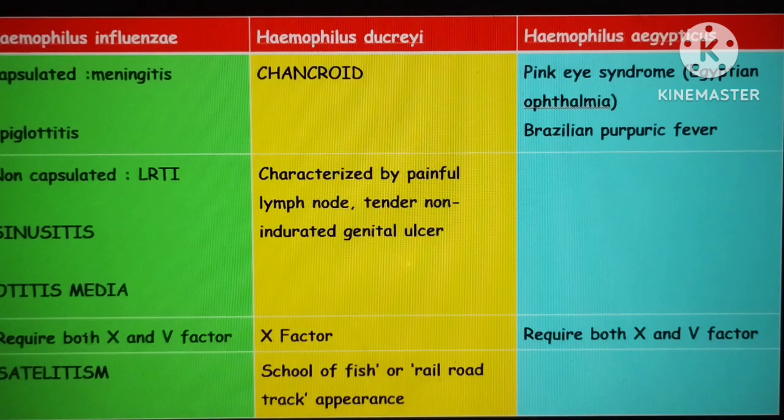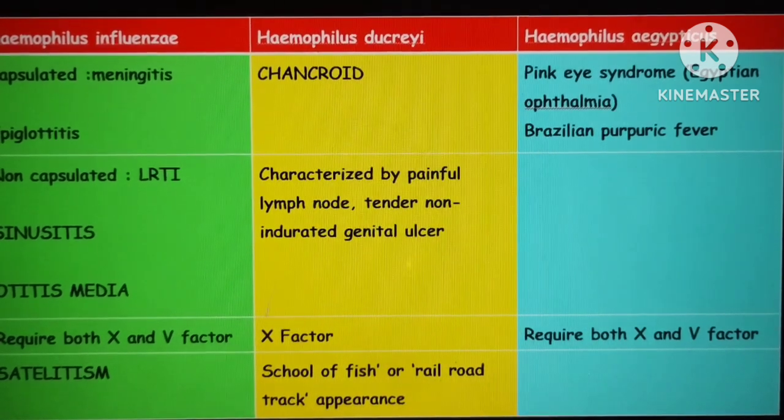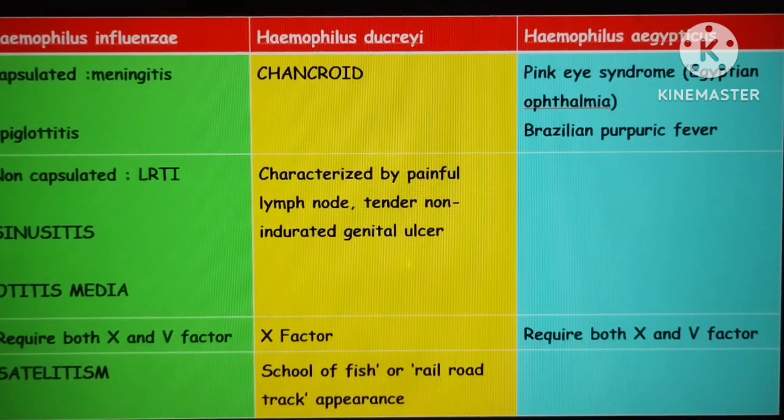Coming to ducreyi, it usually causes chancroid, which is characterized by a painful lymph node and a tender, non-indurated ulcer. So the lymph node will be painful. Because of the tenderness, the patient is crying, like school-going kids crying. There is a school of fish or railroad appearance, whereas Vibrio cholerae has a fish stream appearance.